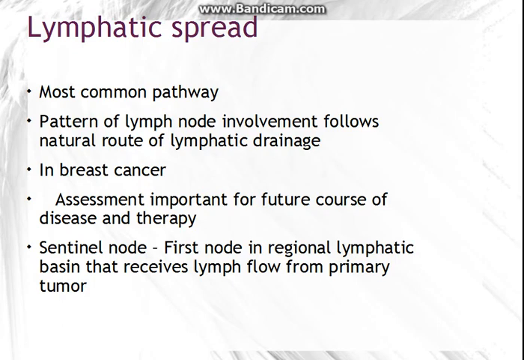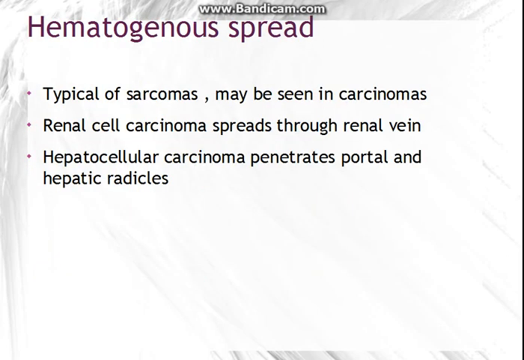Now what is the sentinel lymph node? It is the first node in the regional lymphatic basin that receives the lymph flow from the primary tumor. That means this sentinel lymph node will be the first affected lymph node of that carcinoma. So we can check the sentinel lymph node to know whether it has metastasized by a lymphatic route or not. Now third is the hematogenous spread. This is typical of the sarcomas, but it can be seen in carcinomas like renal cell carcinoma and hepatocellular carcinoma. They spread by the hematogenous route.